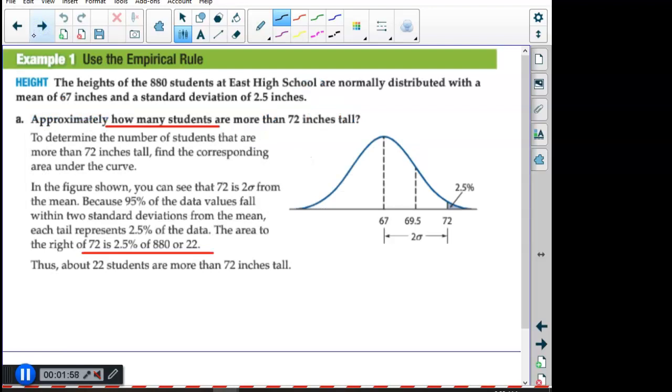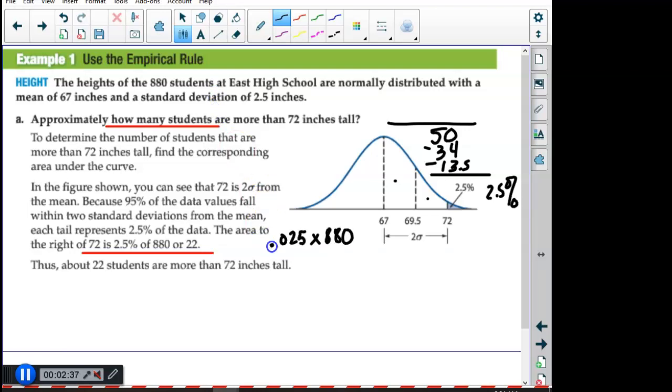So this question said about how many students are more than 72 inches tall. They figured out with this mean and standard deviation, and they said this half would be 50%. They took off these two, which is 34 and 13.5, and that left 2.5%. And because it says how many of the 880 students, you would do 0.025 times 880.